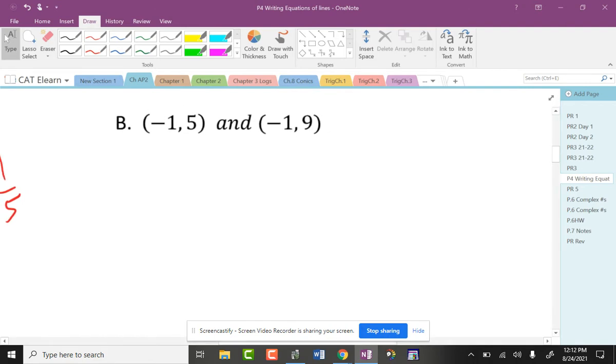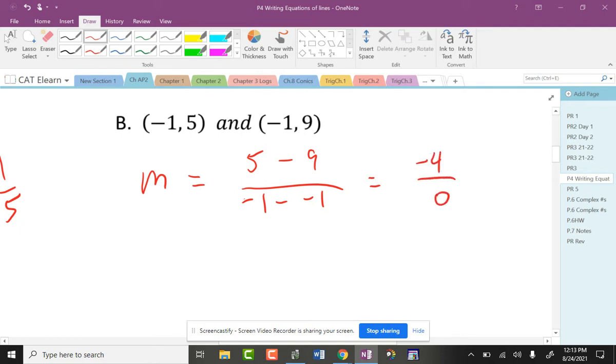Who goes up on the top? What numbers? I don't care which order you do, but then the second one, you got to stick with it. So you're going to do 5 minus 9? Oh, no. Then what's on the bottom? -1 minus -1. What's -1 minus -1, by the way? So what does that end up being? It is undefined. You cannot divide by 0.